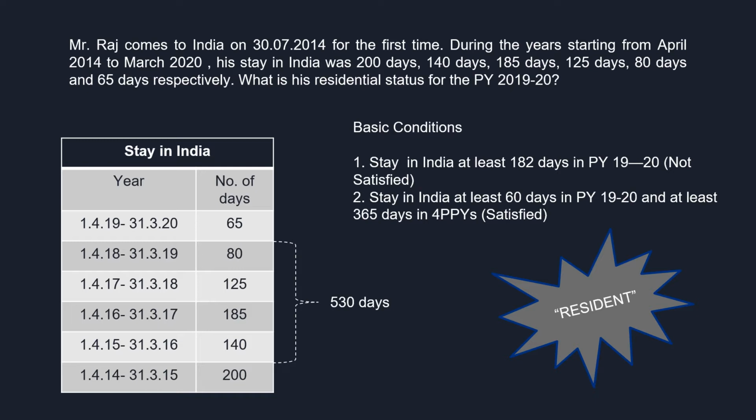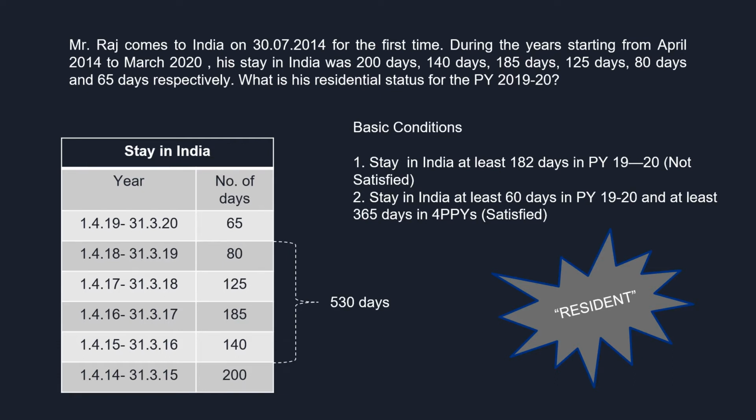Now, we need to check if Mr. Raj satisfies the basic conditions. The first basic condition, as we know, is he has to stay in India at least 182 days in the previous year 19-20. From the table, we understand that he has stayed only 65 days in the previous year 19-20. And so, we conclude that Mr. Raj has not satisfied the first basic condition.